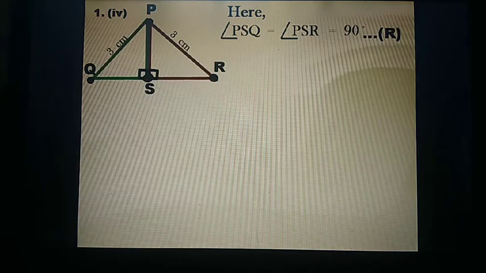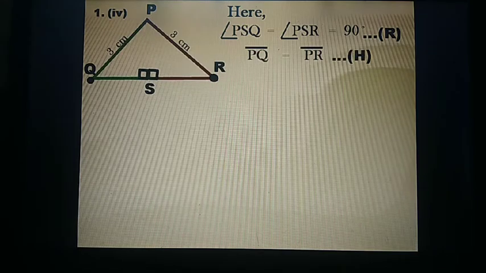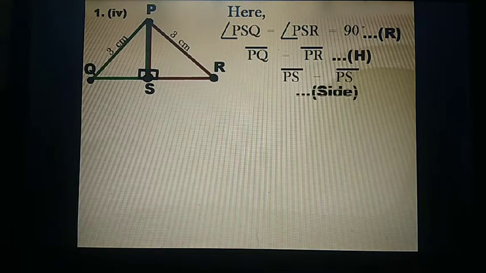Opposite side is PQ and PR. They are hypotenuse here. They are equal. And one side is common in both the triangles. So they are also equal. This will act for side. So again, as the condition for RHS is satisfied, we can say that the triangles are congruent by RHS congruence rule.